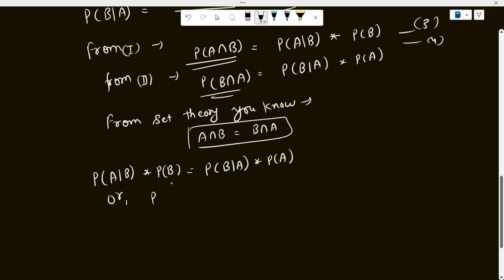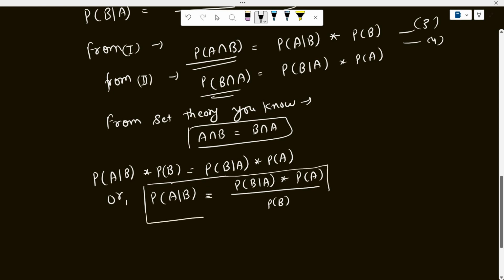Now you can see the final formula, which is known as the Bayes theorem: P(A given B) is equal to P(B given A) into P(A) divided by P(B). This is how you can derive the Bayes theorem. And we will use this Bayes theorem to understand how you can find the probability of a word or a sentiment to be positive, negative, or neutral when all these things are known.